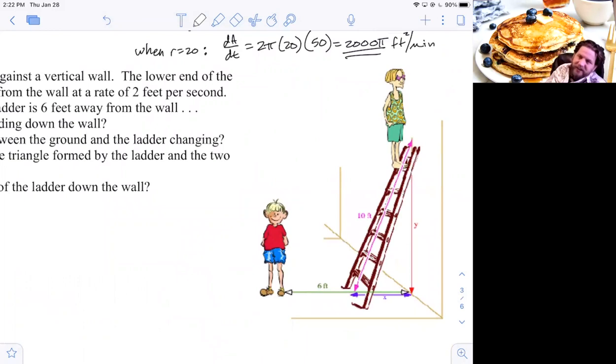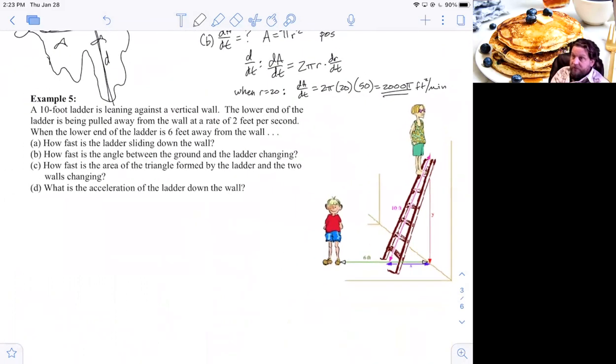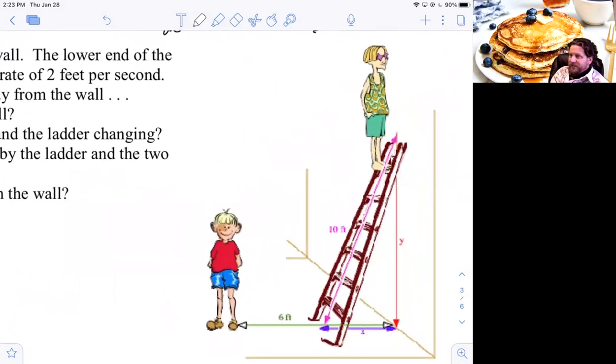You've got a ladder leaning up against the wall. A 10-foot ladder, to be specific, is leaning up against the vertical wall. The lower end of the ladder is being pulled away from the wall at a rate of 2 feet per second. Any guesses on who's responsible for pulling the base of the ladder away from the wall?